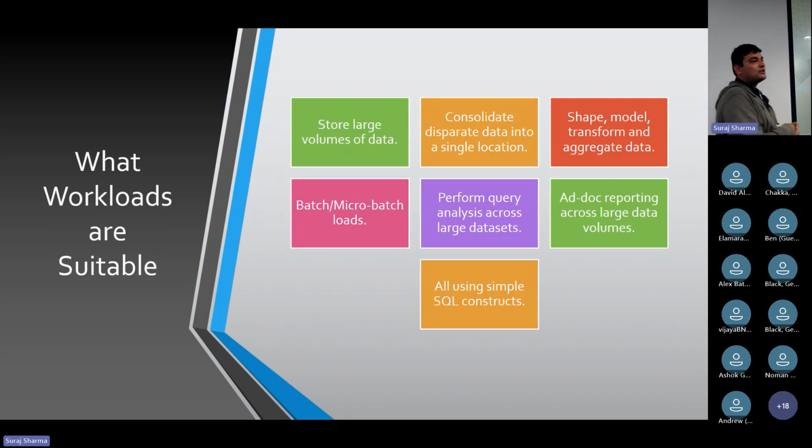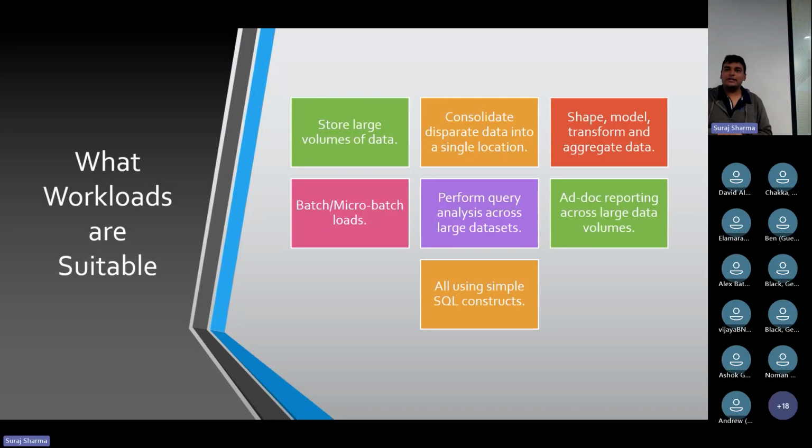So what workloads are suitable for Synapse? Storing large volumes of data. There is no limit. With Hyperscale, the limit is 100 terabytes. With managed instance, it is 8 terabytes. With Synapse, you don't have that limitation, so you can store as much data as you want.